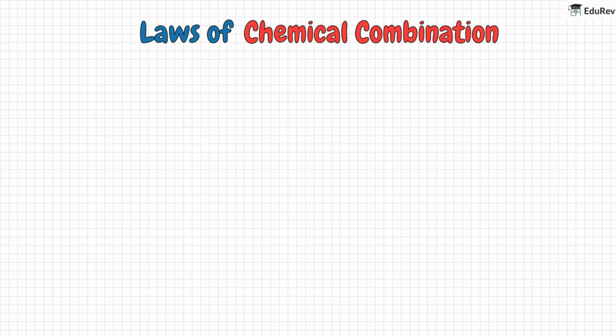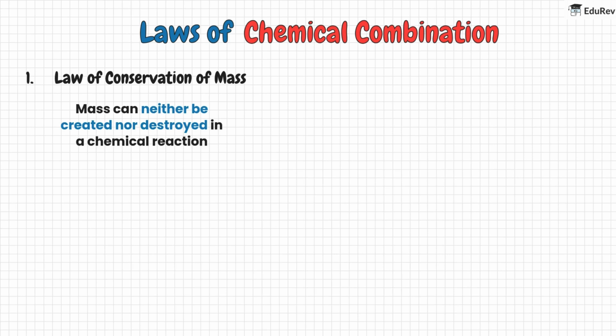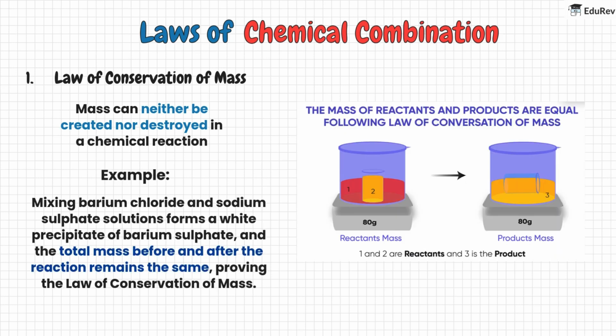First law is law of conservation of mass. This law states that mass can neither be created nor destroyed in a chemical reaction. For example, mixing barium chloride and sodium sulfate solutions forms a white precipitate of barium sulfate, and the total mass before and after the reaction remains the same, proving the law of conservation of mass.